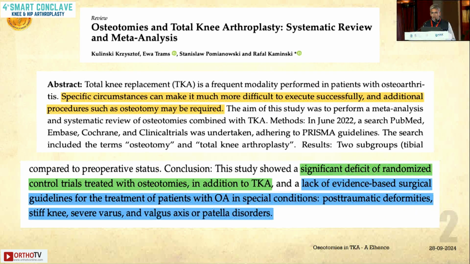So if you see a literature review of what we have on osteotomies around the knee, for a total knee, these are procedures which are done and required for very specific situations in our total knee arthroplasty armamentarium. And what is very significant on reviewing the literature is that there is a deficit of level 1 evidence or randomized controlled trials on who needs an osteotomy and where it exactly is needed.